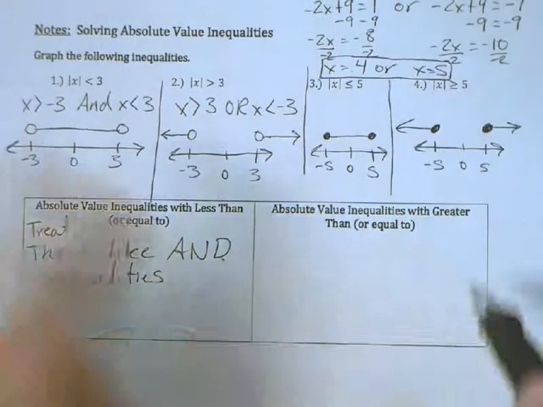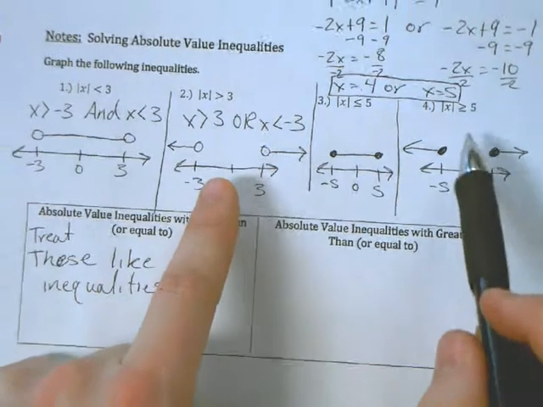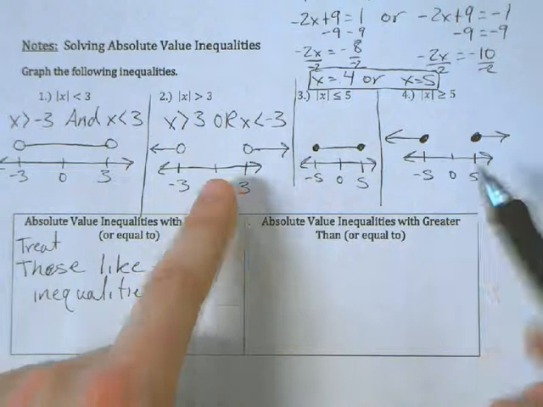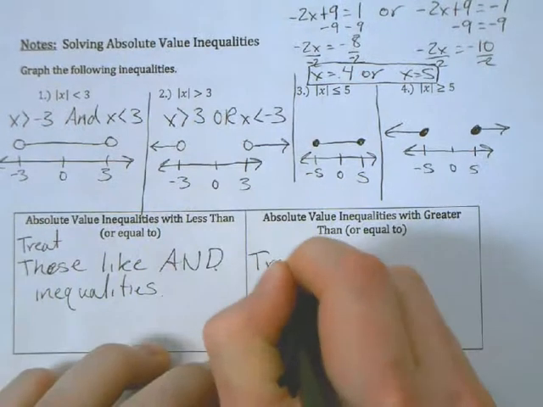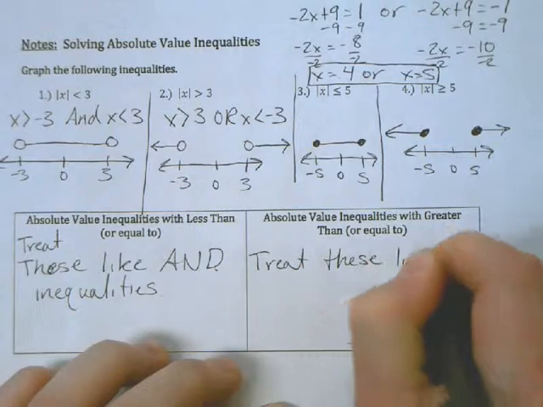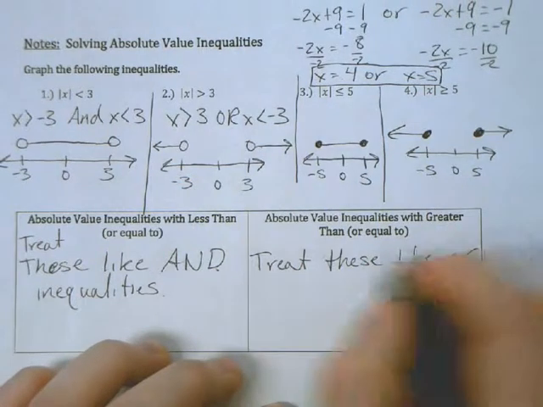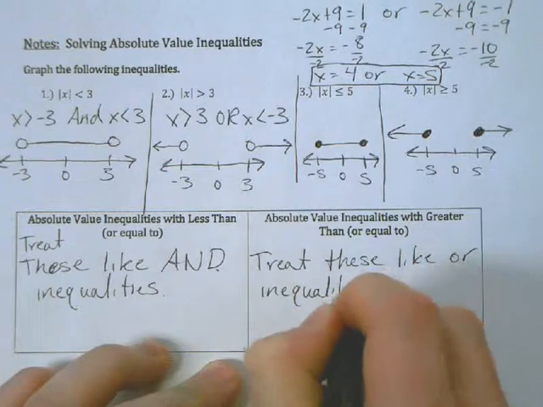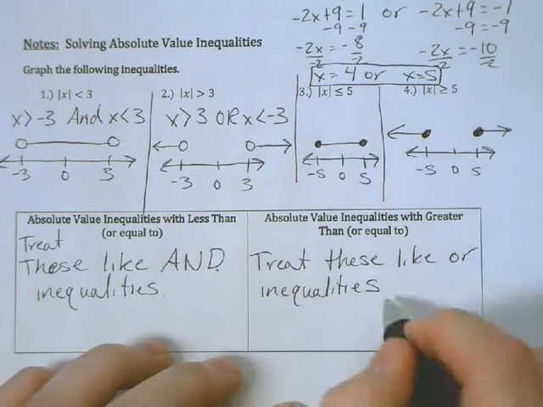And then what about the greater thans? What do these look like? They look like "or"s. So you treat these like "or" inequalities. Okay?